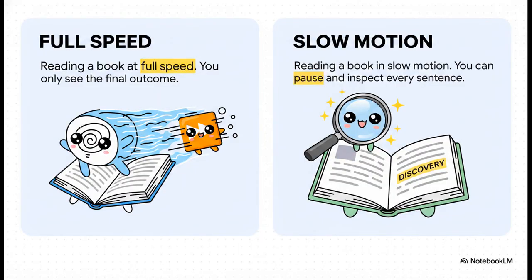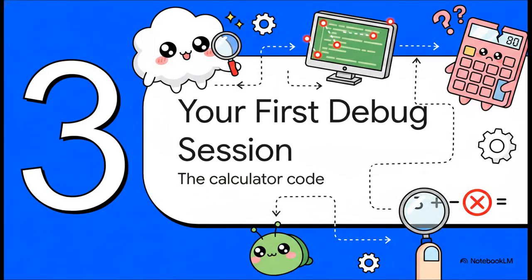And this right here is the perfect analogy. Running your code normally, that's like speed reading a book. You get the gist of the ending, but you totally miss the details. But using a debugger, that's like reading the same book in super slow motion. You can pause on any word, any sentence, and really think about what it means before you decide to move on. Okay, enough theory. The absolute best way to learn this is by doing it.